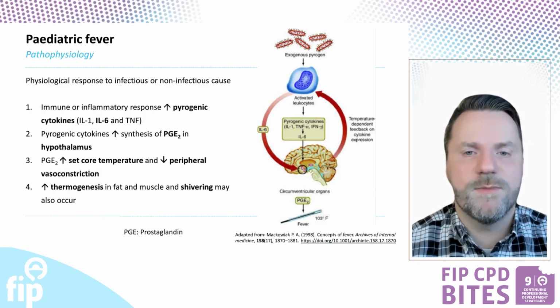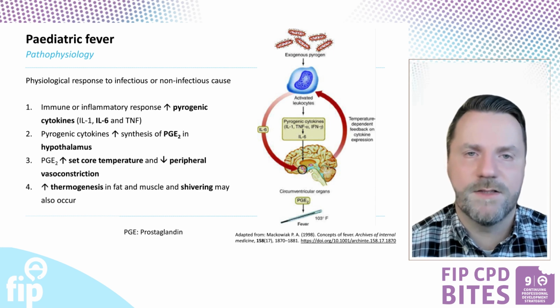Fever is a physiological response to both infectious and non-infectious causes. It occurs when an immune or inflammatory response increases the production of pyrogens, particularly interleukin-6, also known as IL-6. These pyrogens trigger the synthesis of prostaglandin E2, or PGE2, which raises the body's core temperature set point and reduces peripheral vasoconstriction to minimize heat loss. PGE2 may also enhance thermogenesis in fat and muscle and cause shivering, especially during a rapid rise in body temperature, which can further increase the fever.